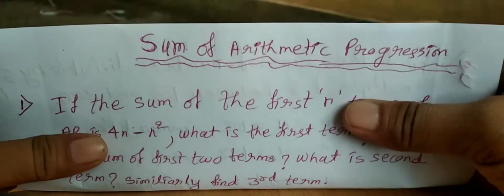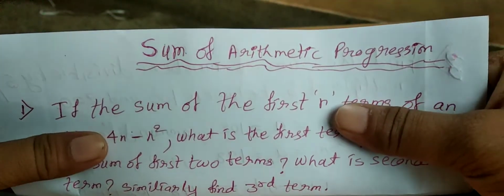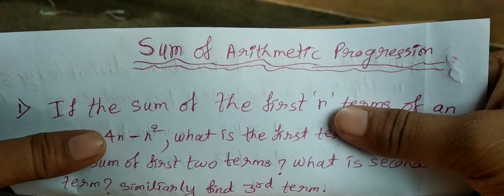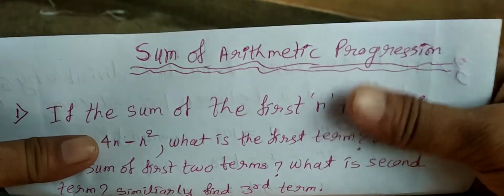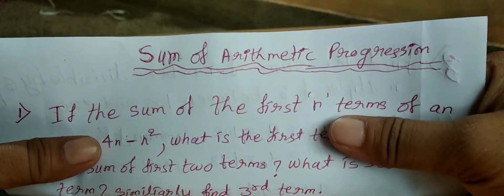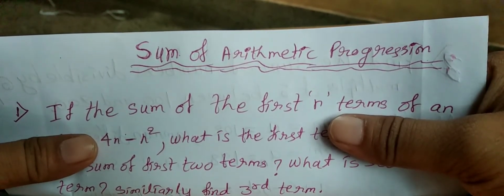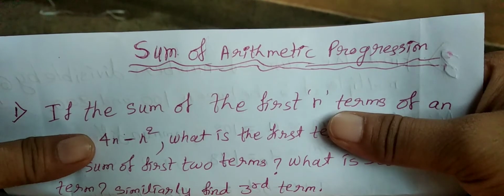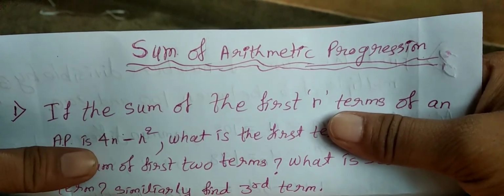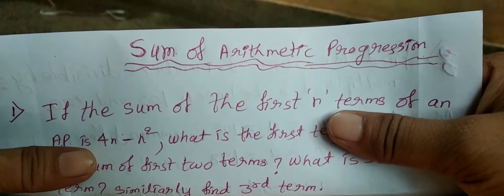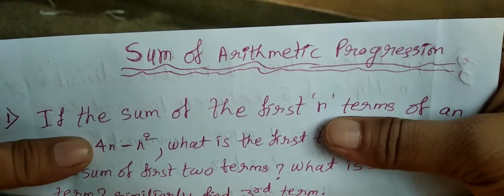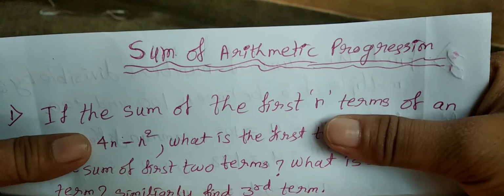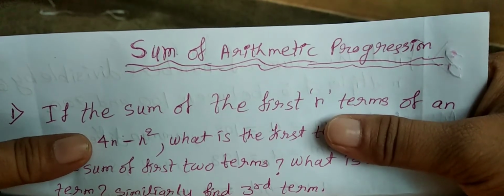In today's video, we will learn about sum of arithmetic progression. We know the formula of sum of arithmetic progression as Sn is equals to n by 2 of 2a plus n minus 1 into d. But whenever the conditions are different, we need to take the formula also different.